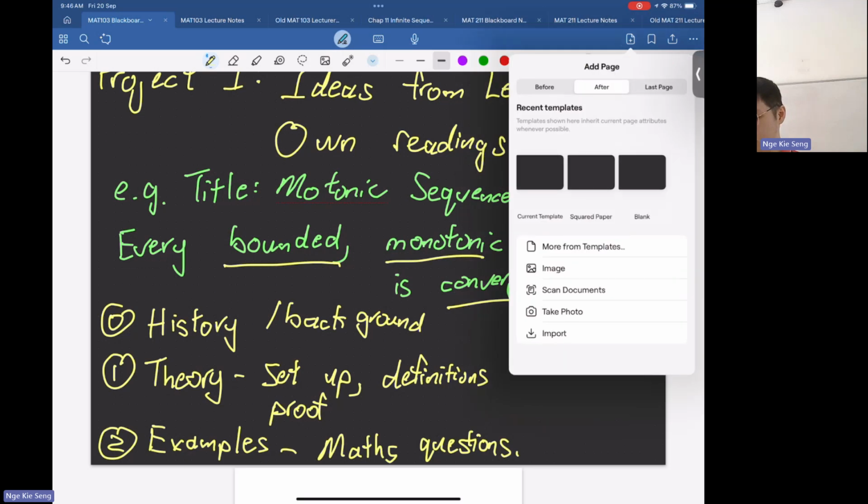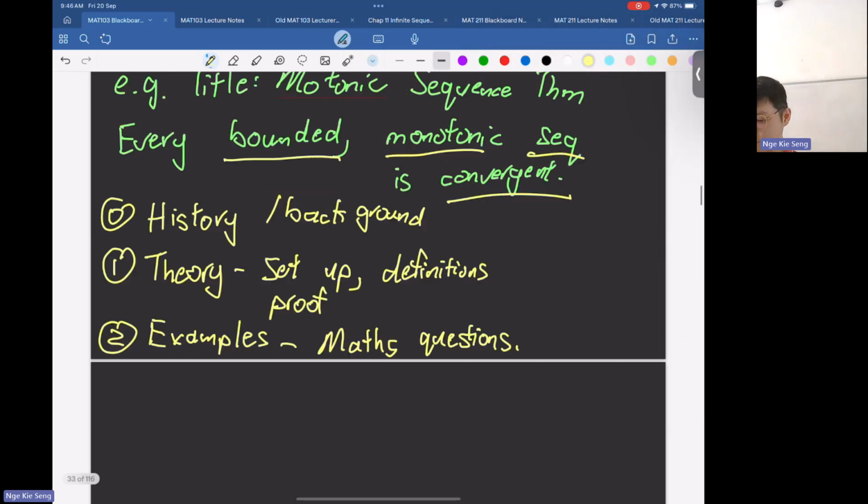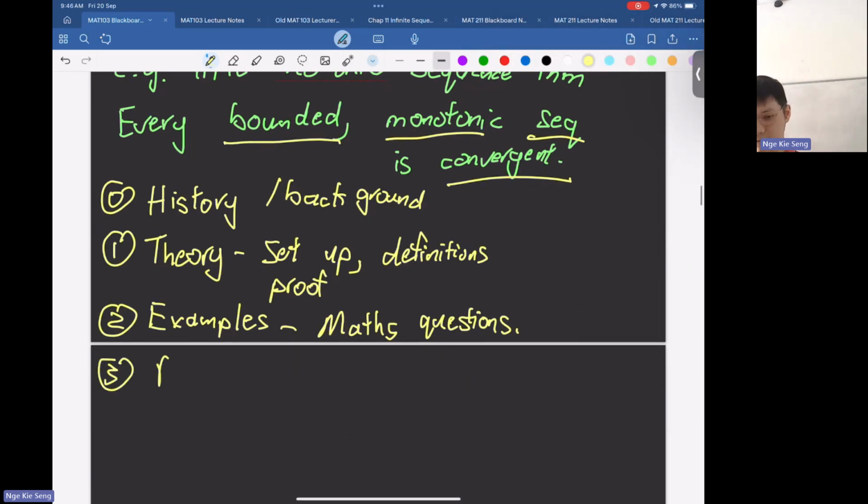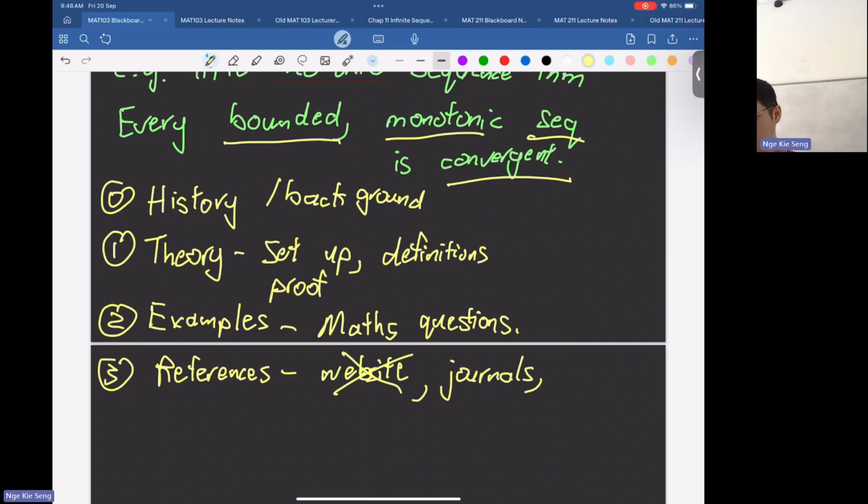Lastly, in your paper, you need references. References should not come from websites. Although you can search websites, try to cite some journals, books, or textbooks. A journal could be something from arXiv. You should know about arXiv. How do you spell arXiv?